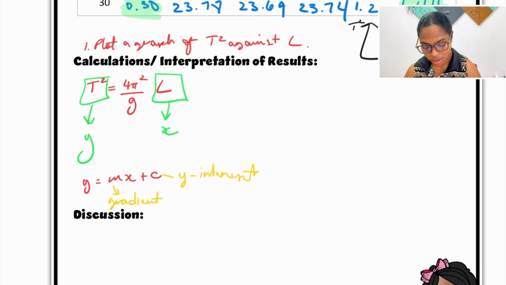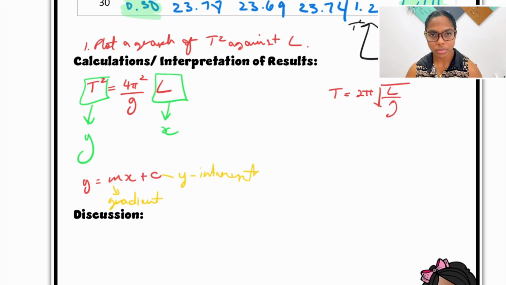Now, this whole formula actually comes from T is equal to 2 pi by the root of L on g. So this is actually the equation for the period of a pendulum. But our aim is really just to always try to get things in a linear form so that we could get a straight line graph and pull information from it. So we will end up with this.